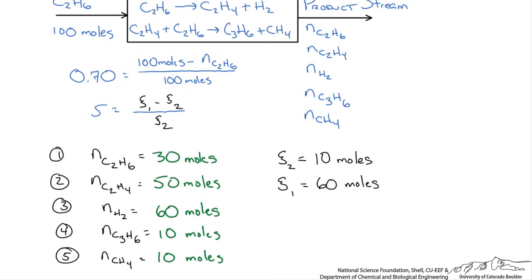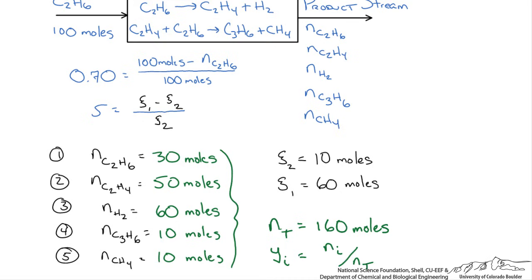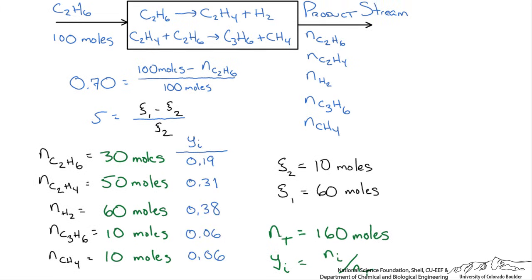Hopefully you get the same values I got. Since the question was asking what the product composition would be, at this point we would need to determine the molar fractions of each component. We could add up all of these and we get a total amount of moles of 160. Now to solve for each of the molar fractions, which we'll designate as Y, just the amount of moles of the species we're interested in divided by the total amount. So here I've written out the molar fractions of each of the components, and a good thing to do is check that they add up to 1.